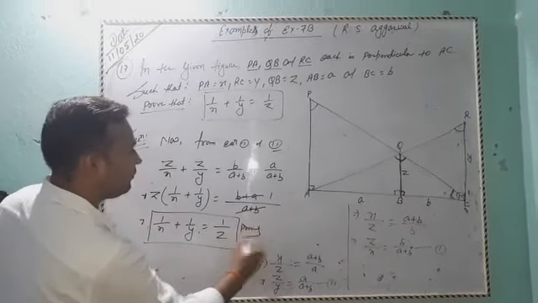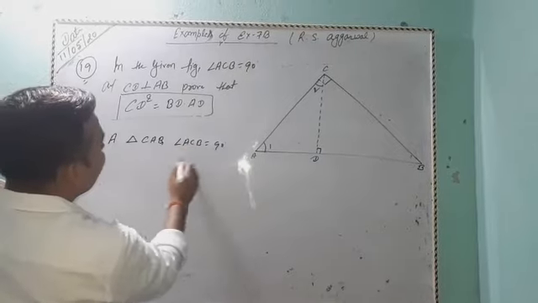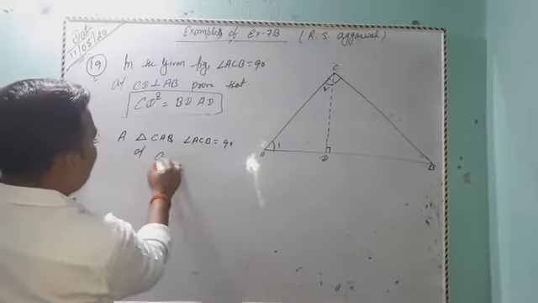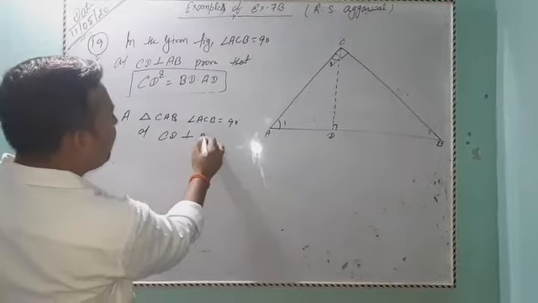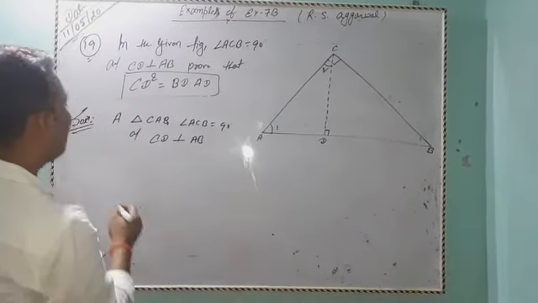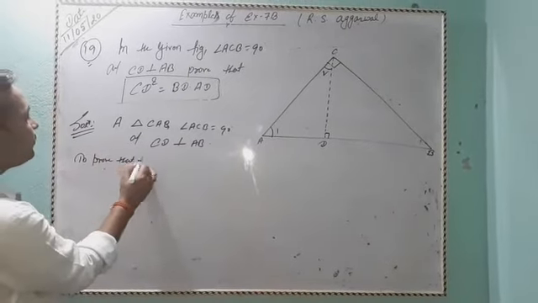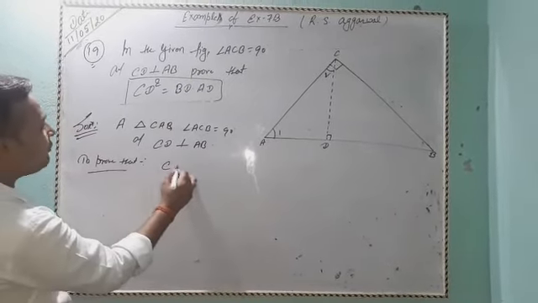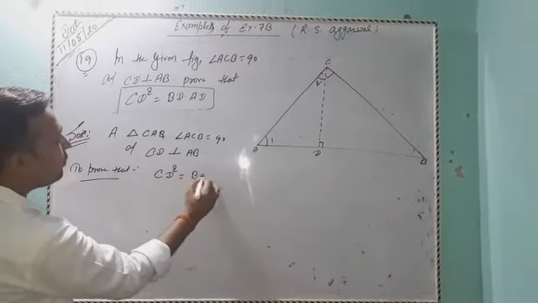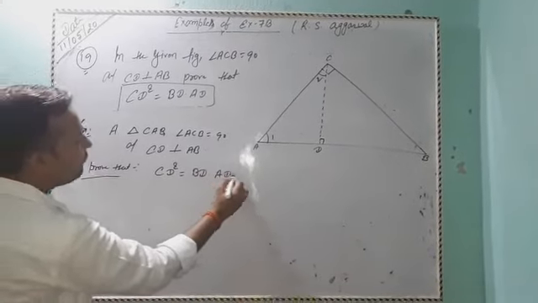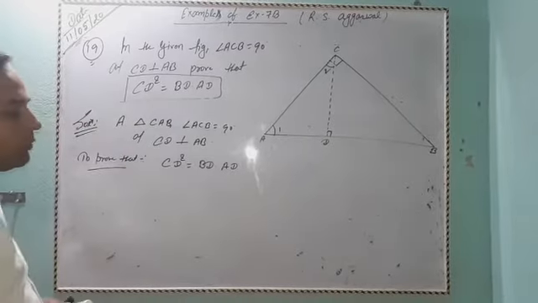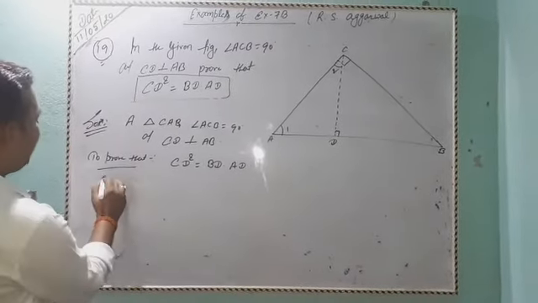A triangle CAB, angle ACB equals 90 degrees and CD is perpendicular to AB. To prove that CD square equals BD into AD. Let's start the proof.